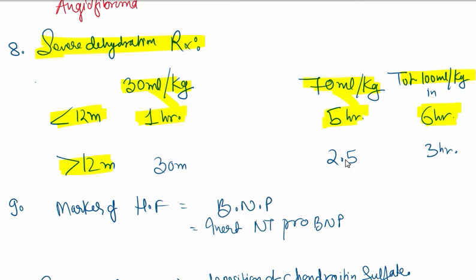If age is more than 12 months, in the first 30 minutes infusion is of 30 ml per kg, and next 2.5 hours 70 ml per kg. Total duration of infusion is 3 hours.